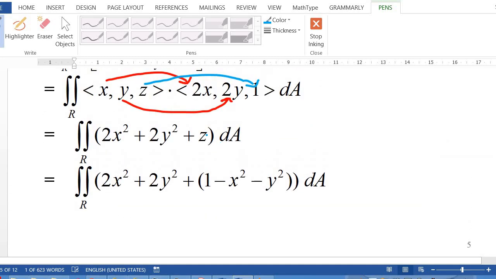This one we stop here: 2x squared plus 2y squared plus z. Now you see we have a double integral, so z must be substituted. z is from the paraboloid equation, z equals 1 minus x squared minus y squared.